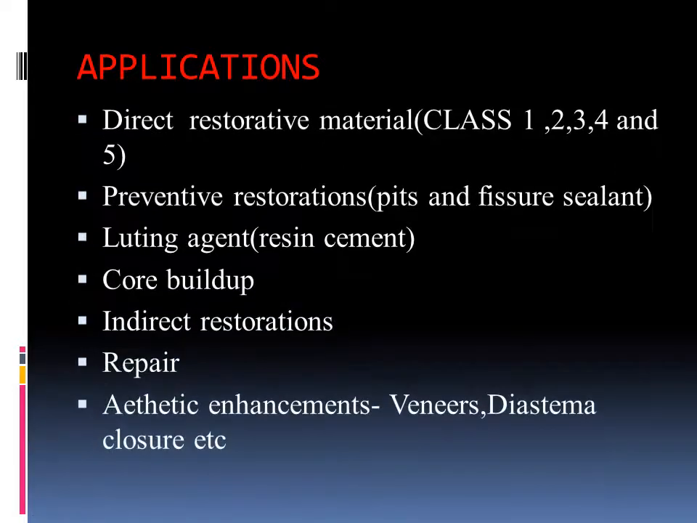Now let's move on to the clinical applications of dental composites. Because they are direct restorative materials or filling materials, they may be used in class 1, 2, 3, 4, and 5 cavities. They have been used as preventive restorations in pit and fissure sealants, as luting agents in the form of resin cements, for core buildup, for indirect restorations, for repair, and wherever there are aesthetic enhancements like veneers, diastema closures, etc.